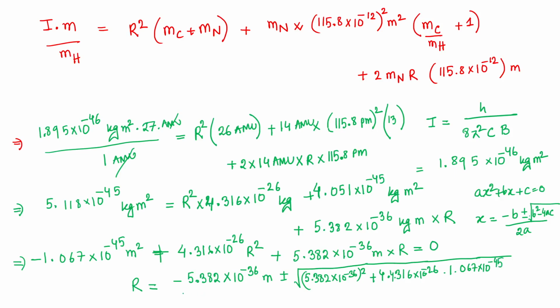Oh my God, what have I done? Divided by 2a. 2 into a is 4.316 into 10 to the power minus 26. I'm not sure if we will be able to solve this. It is out of my hand, I guess. The equation is right, sir, but the order of magnitude is very difficult to handle.